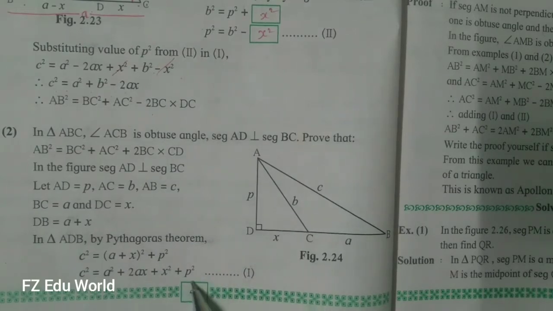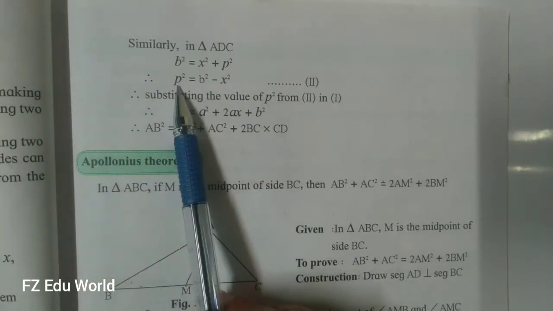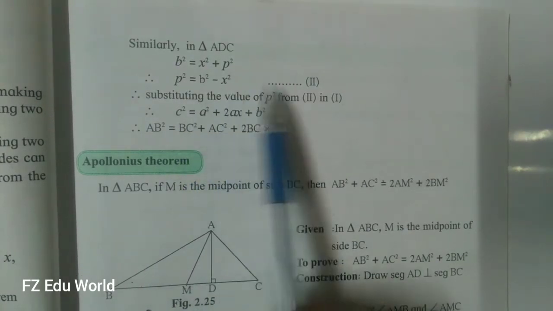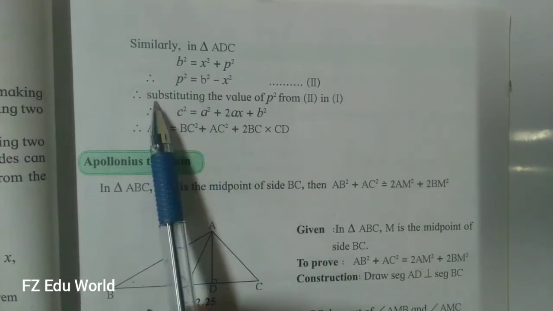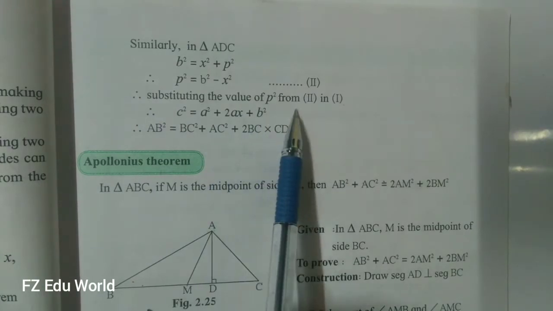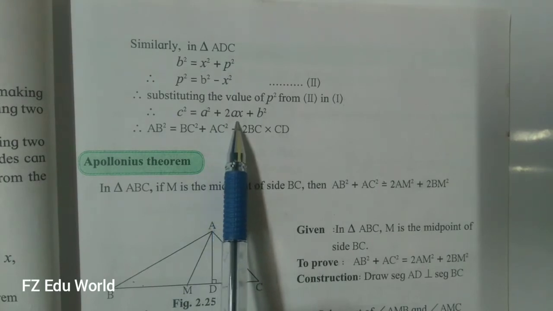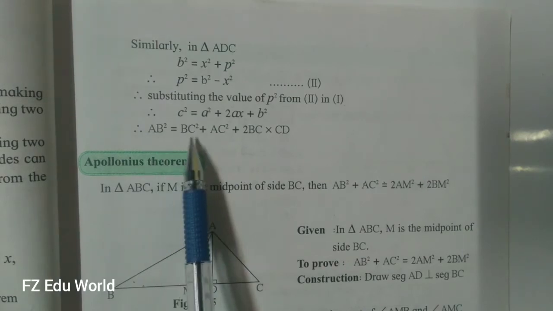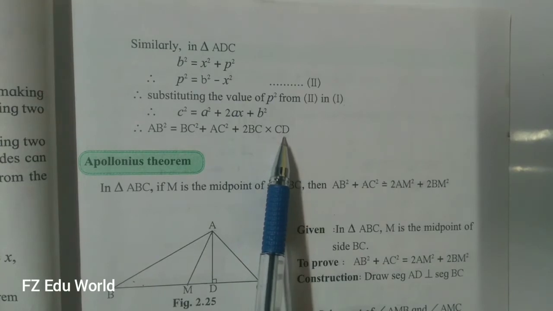Then we will put the value of P in this second equation. P square is equals to B square minus X square. This is our second equation. We will substitute this value of P square from second in the equation number 1. So C square is equals to A square plus 2AX plus B square. That is equals to AB square is equals to BC square plus AC square plus 2BC into CD.